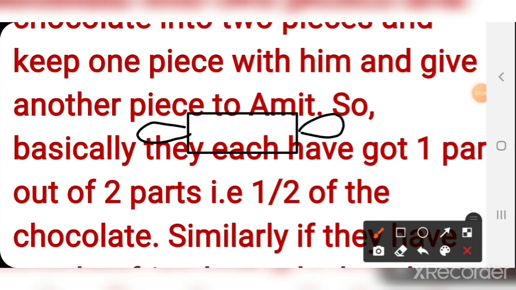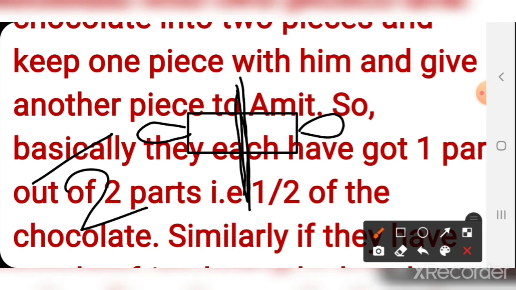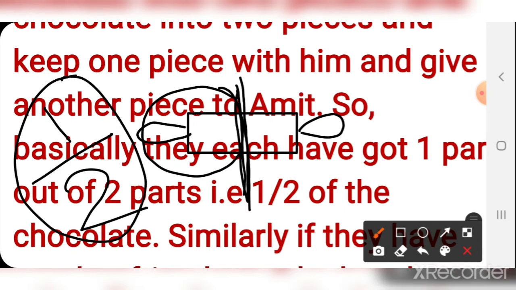If he has a chocolate and he wants to give some to his friend, he will divide it into two equal parts. Okay? So total parts are 2 and उसके पास कितना रहेगा, 1 part. So he will have half of the chocolate. Clear? Each of the parts, if we want to represent it as a fraction, we can represent it in this way: half and another half. Clear?